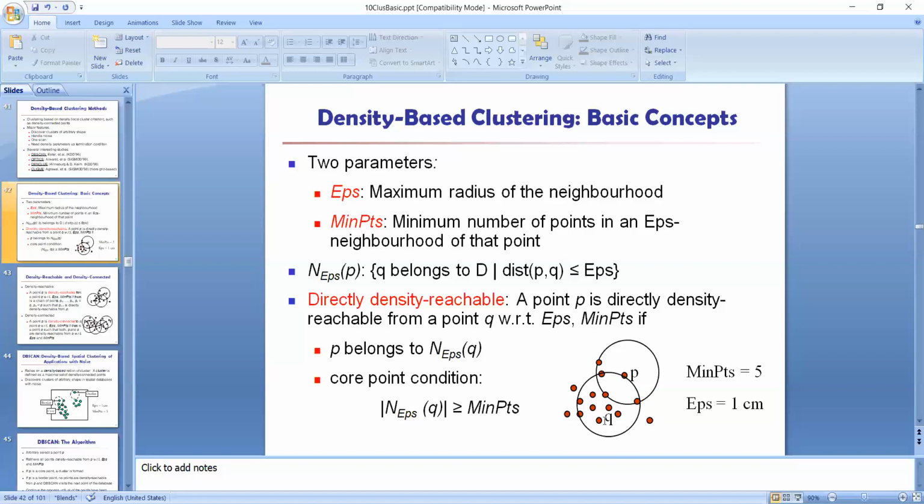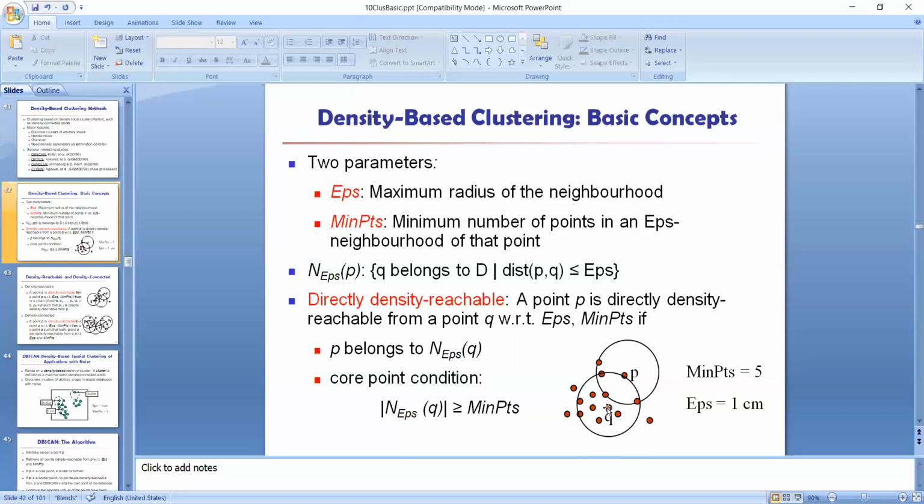Next is whether P is within the range of Q, whether P is within the neighborhood of Q. Yes, P is within the neighborhood of Q. So we can tell that P is directly density reachable from Q, because Q is a core point and also P is within the range of Q. Now, we can check whether Q is directly density reachable from P.